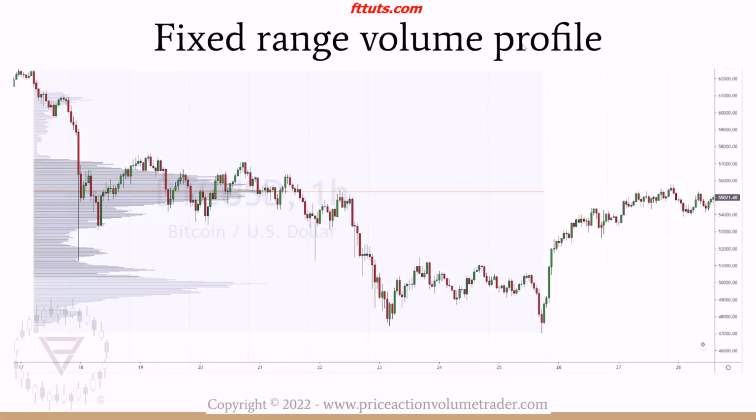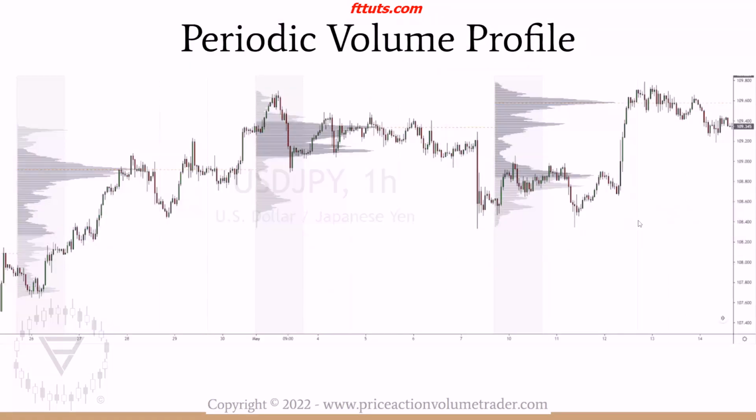Then we have the fixed range volume profile, as I showed you, where basically you can see there's a light blue box on the back of this. That means that I just put my profile to go from this point down to this point, and that just formed the profile.